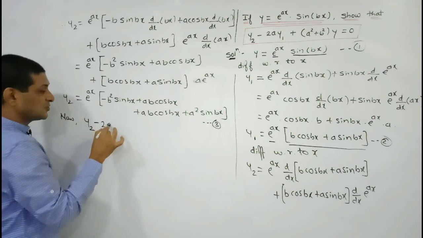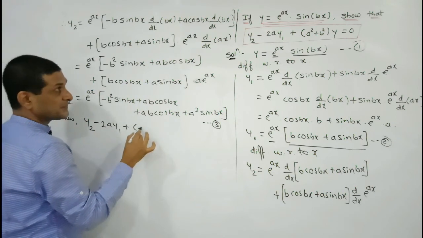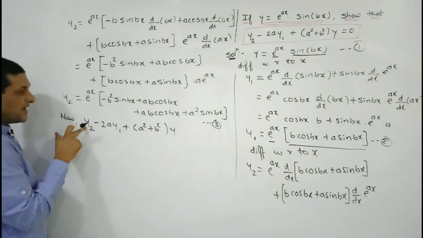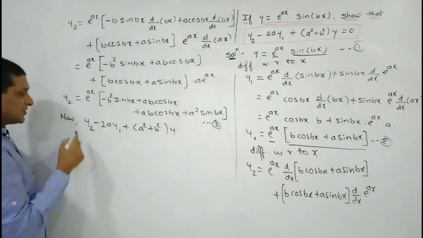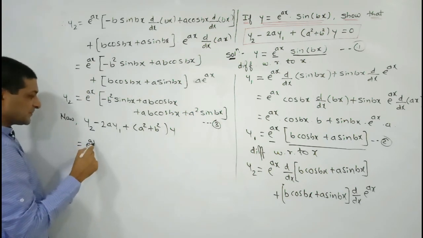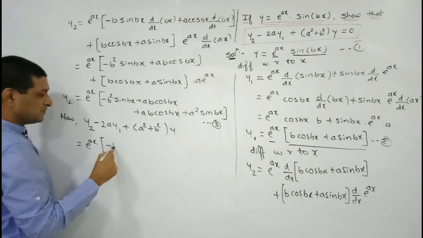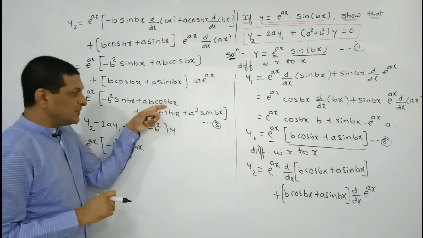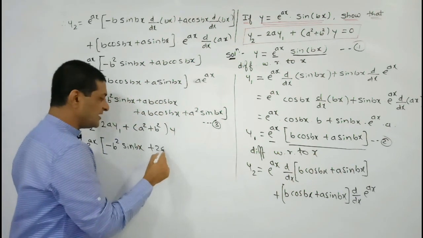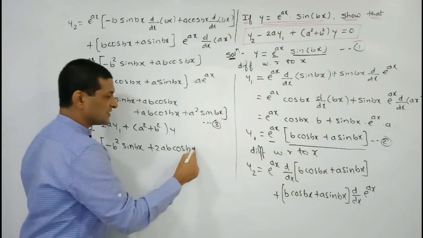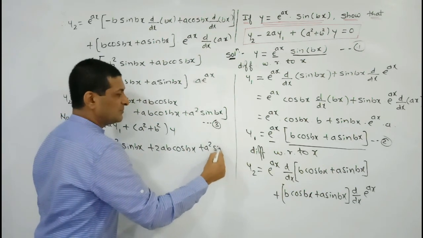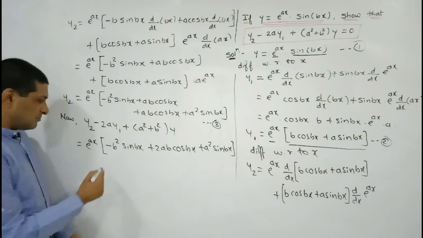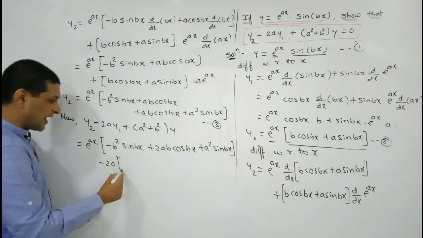y2 minus 2a y1 plus a square plus b square into y will be equal to, now substitute the value of y2. This is the value of what? y2 here. So e raised to power ax into minus b square sin bx. Parallelly here we can observe that ab cos bx plus ab cos bx will be twice ab cos bx, isn't it? Plus a square sin bx, keep it as it is. Just we have substituted the value of y2. Then minus 2a, keep it as it is, replace y1 by its value.